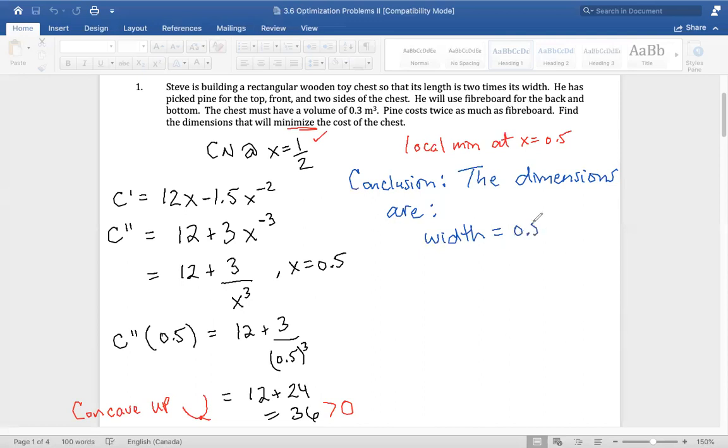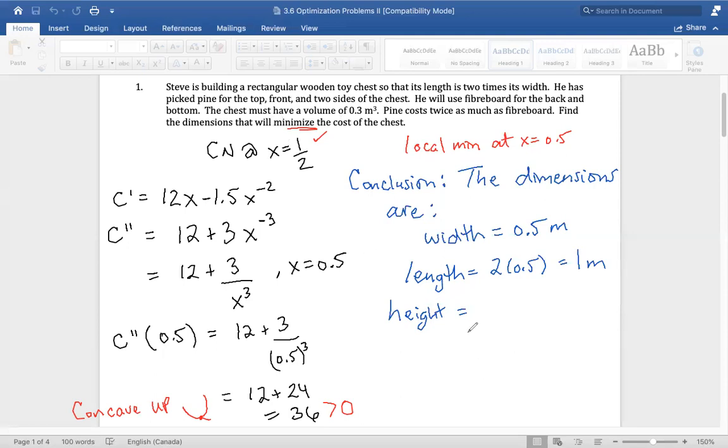So we already had the units up in our let statement. The units were meters, and also here meters. So the width is 0.5 meters. The length, right, was 2 times x. So 2 times 1/2 is equal to 1 meter long. And my height, and this is going to be the dimensions that minimize my cost. If I wanted to go bigger or smaller than this, that's fine, but I would know that it's going to cost me more money.